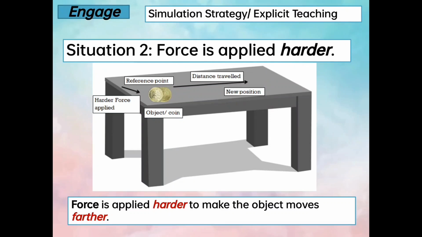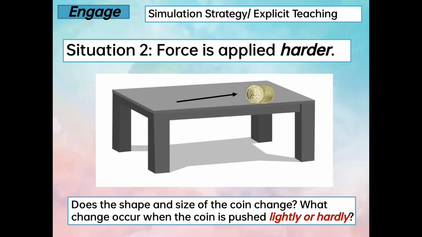But if force is applied harder, the object will move further. Do the shape and size of the coin change? What change occurs when the object is pushed lightly or hardly? Not all the time force can change the shape and size of the object. If the force is less and the weight of the object is greater, the force will not be enough to push or pull the object.